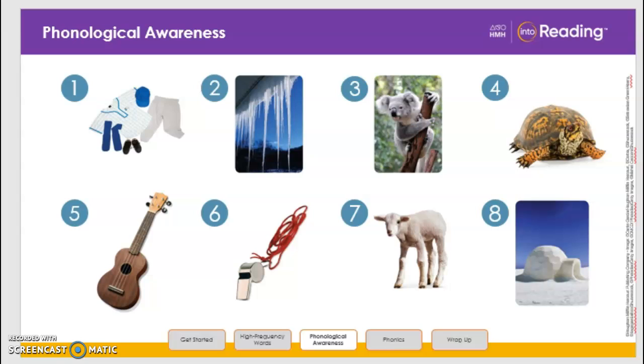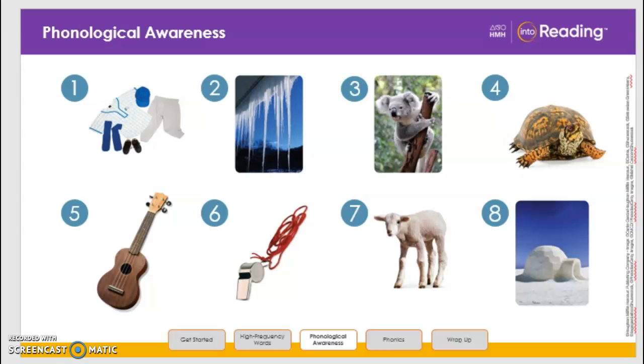The syllables in uniform are U-N-I-form. Listen as I say the word and its syllables again. Uniform. U-N-I-form. So how many syllables is that? That is 3 syllables. Good job.